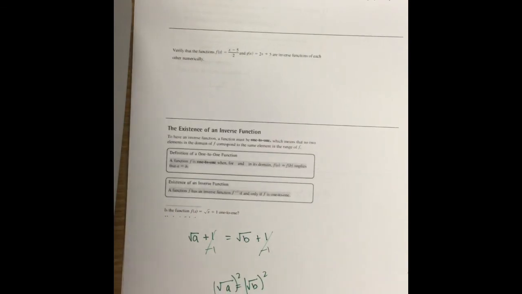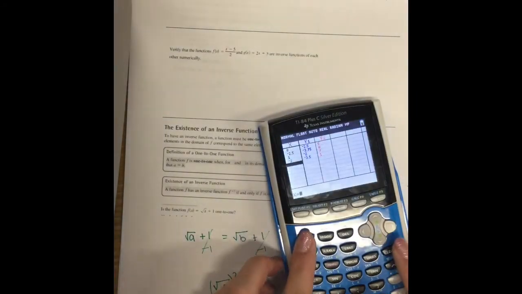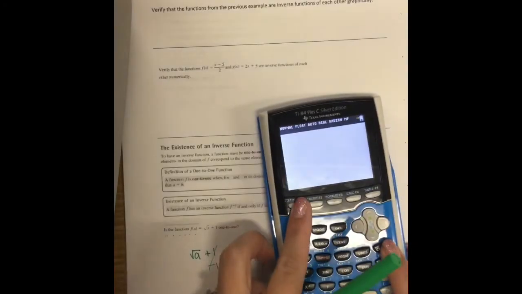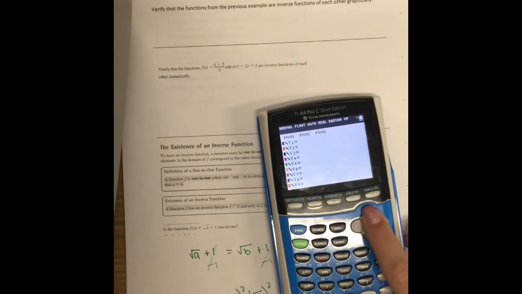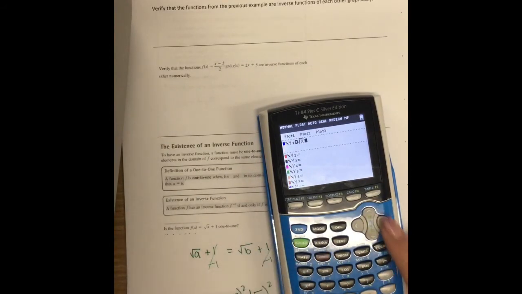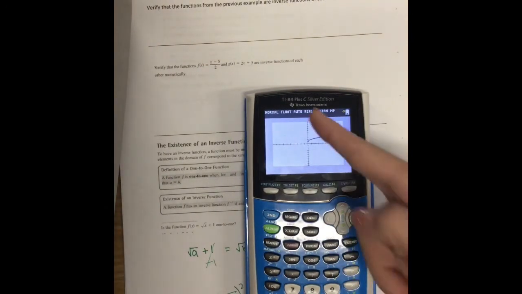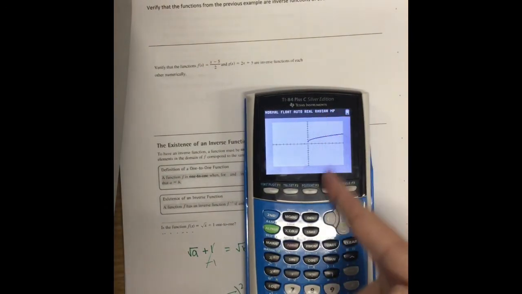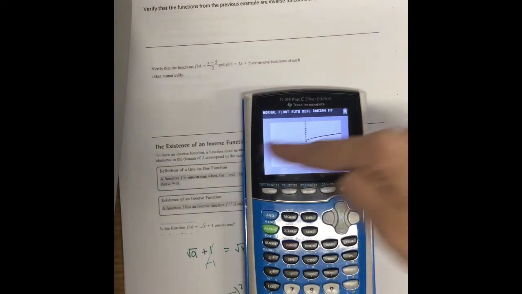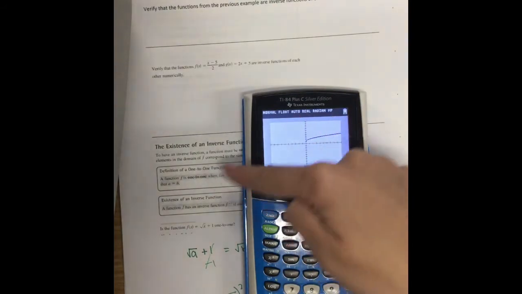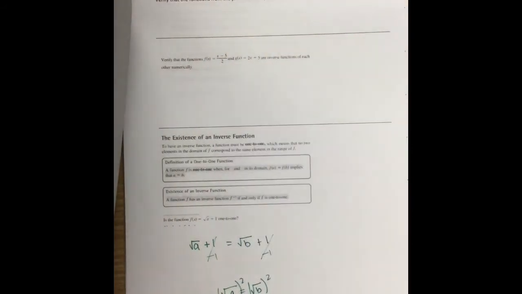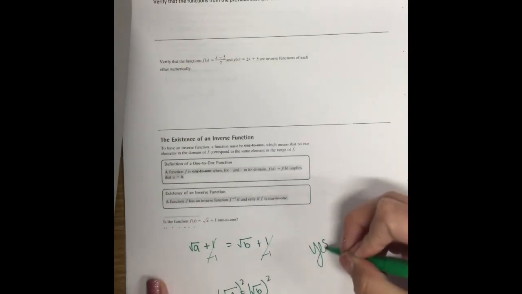The other thing you can do is a graphical solution. This is probably the easiest way if you have access to a graphing calculator, because all you're doing is checking the horizontal line test. Is there anywhere that this is going to be sharing any values on the vertical and the horizontal line test? Vertical line test passes and horizontal line test passes. So yes, this is 1 to 1.